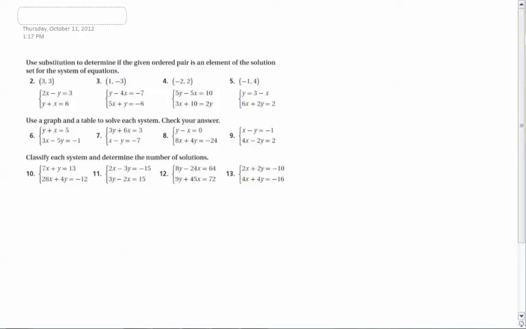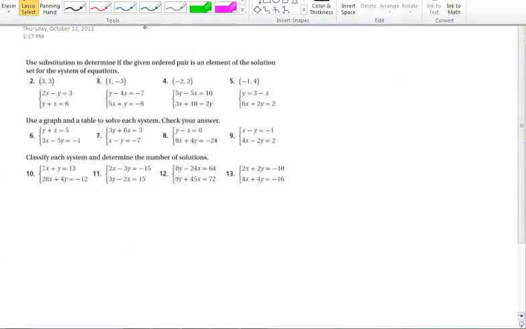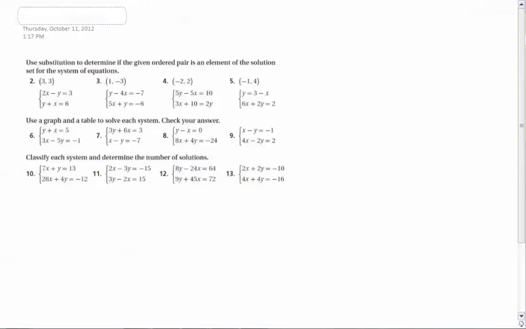I just want to go through a couple of these problems for you to help you get started. This is from Chapter 3, Section 1, and I'll start out with number 3 here. Number 3, and the directions tell us to use substitution to determine if the given ordered pair is an element of the solution set for the system of equations.